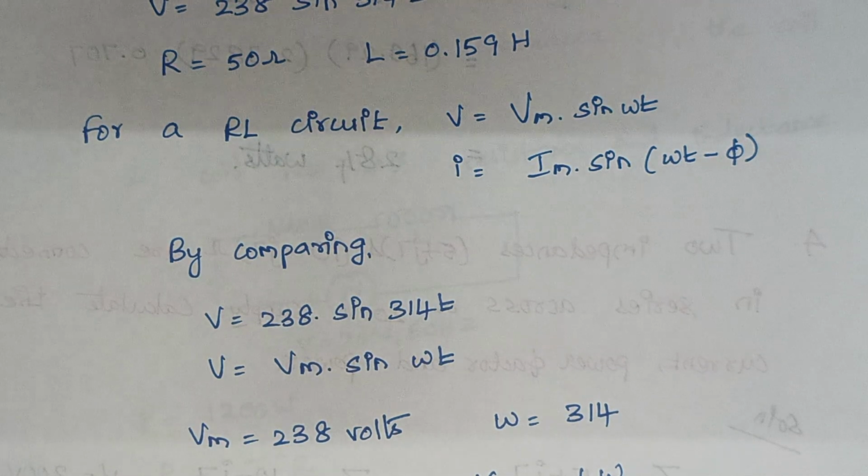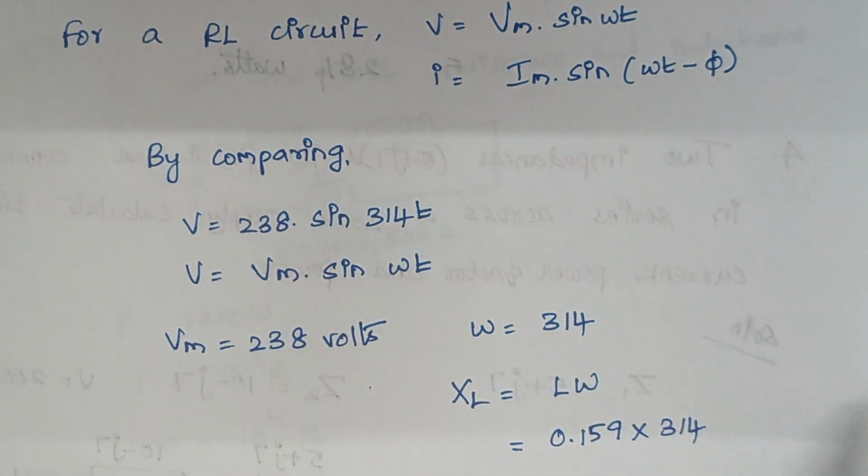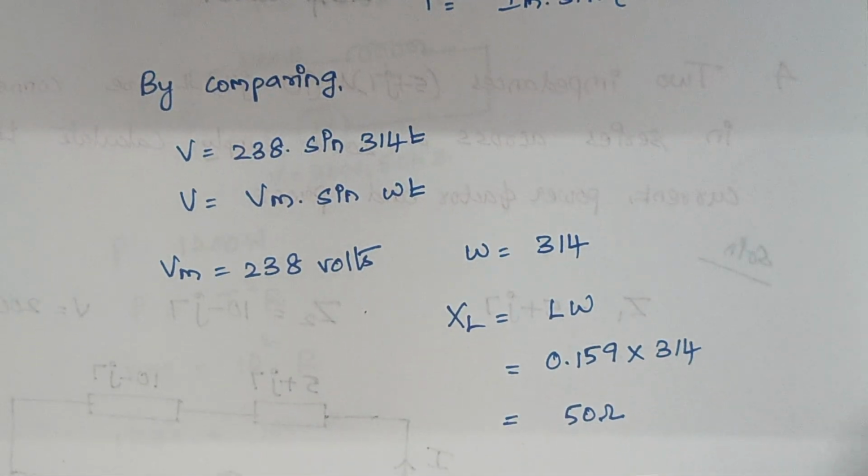The next thing is the inductive reactance, denoted by XL, and XL is nothing but L into omega. We know the value of L, we know the value of omega, so just substitute and calculate the answer. It is 50 ohms.